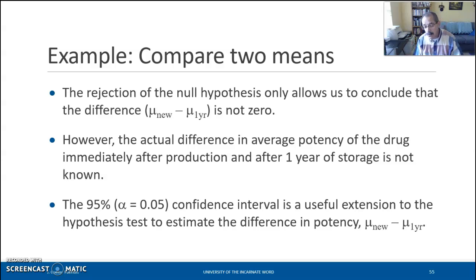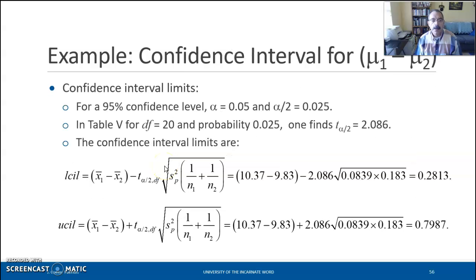So then what we do, we proceed to calculate the 95% confidence interval for the difference in potency of these two, for the drug freshly produced and after 1 year of production. So for the 95% confidence interval, we use an alpha of 0.05 divided by 2 because we want the two limits of the confidence interval. So we go into table 5, we look at the row for 20 degrees of freedom and the column for a probability of 0.025, and we find that the t alpha over 2 is 2.086.